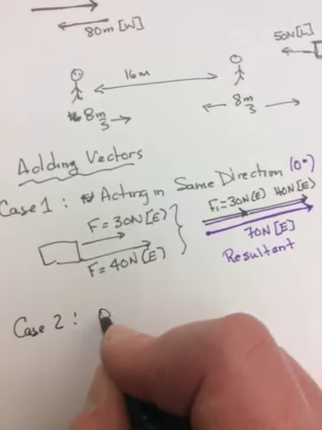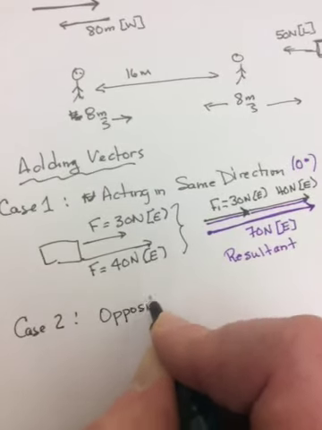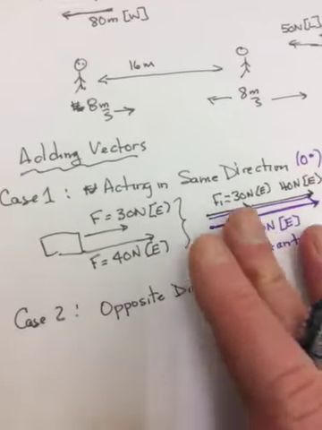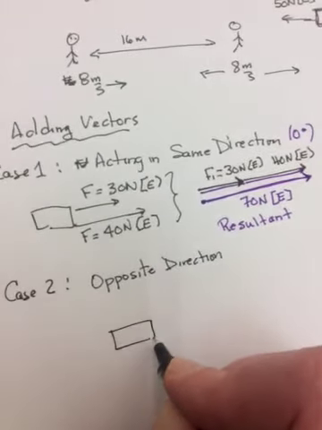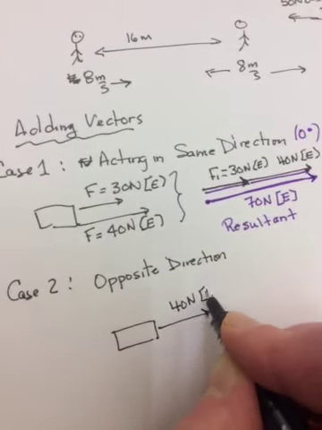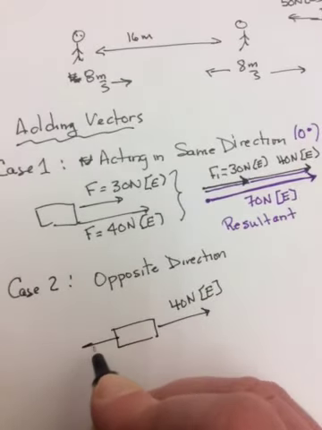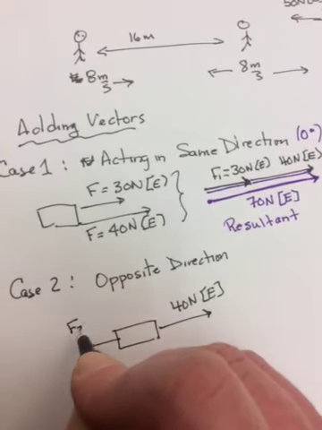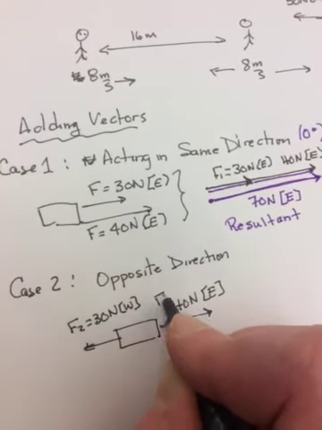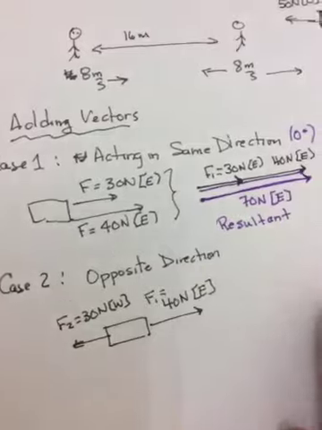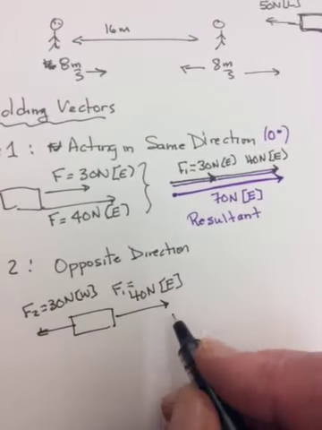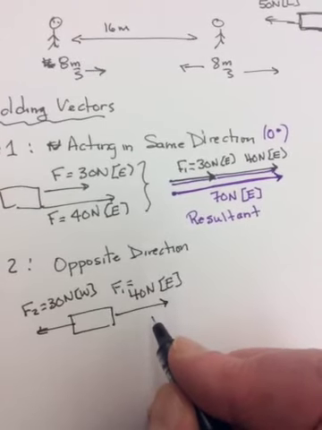The second one is when they're acting in opposite directions. And again, this is also going to be common sense. Okay, because it goes back to the one I did up above. So here's my box. One of you is pushing 40 newtons east, and this time the other one of you is pushing 30 newtons west. And I have absolutely no doubt that you know what the result of this is, because you would just subtract them and take the direction of the bigger one.